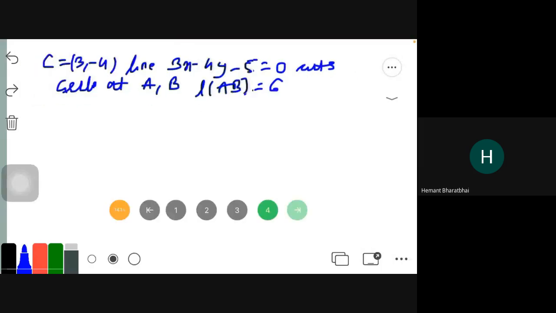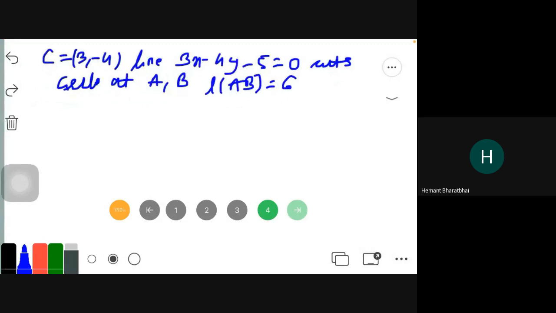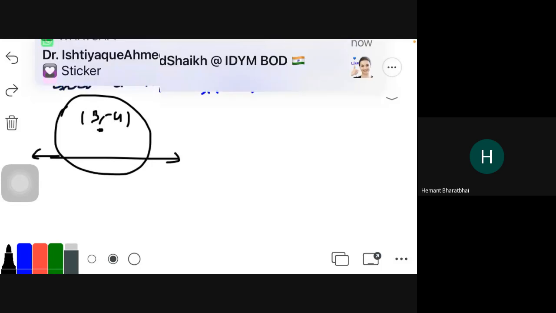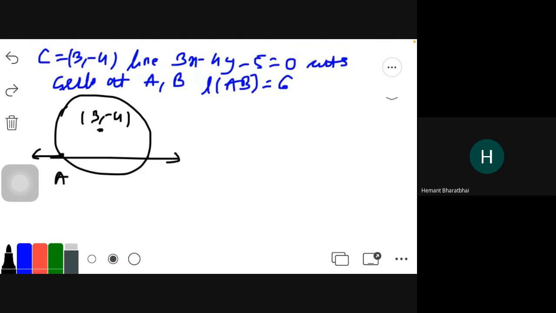Drawing the circle will help us understand what is being said in the question. So let's draw a circle, whose center is 3 comma minus 4. There is a line, as per the question, which is cutting the circle at 2 points A and B. The length of this segment has been given as 6 units. And I have to find out the equation of the circle.